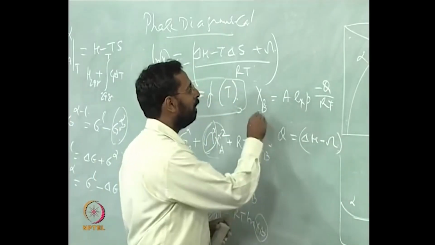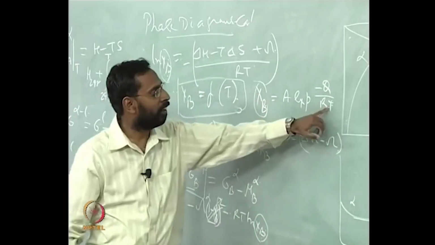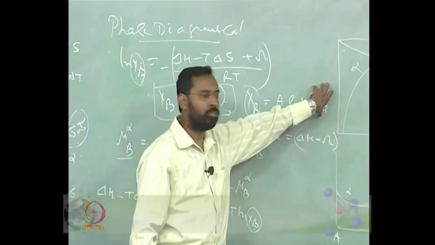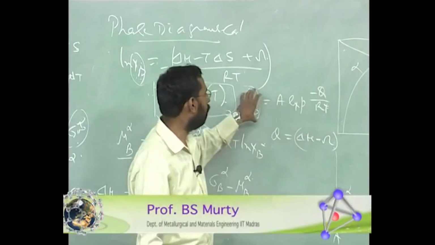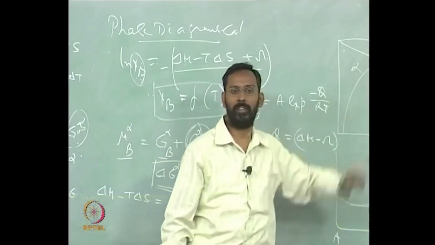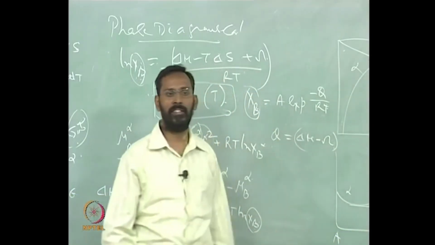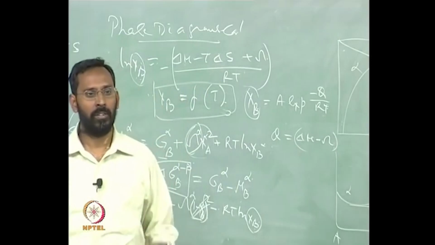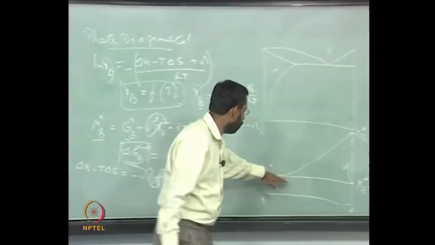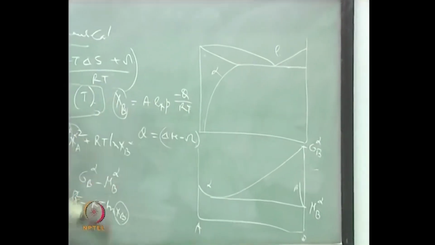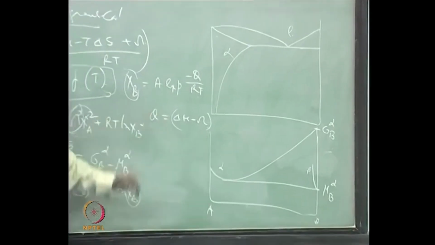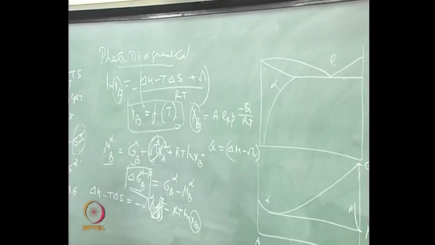So you will see that xb is a function of the temperature. The higher the temperature, the smaller this value, which means the solubility increases. So how solubility changes as a function of temperature can be easily seen from this kind of expression. We can do all these calculations just by knowing the chemical potential at a given temperature, writing a chemical potential equation and finding out how the composition changes as a function of temperature.